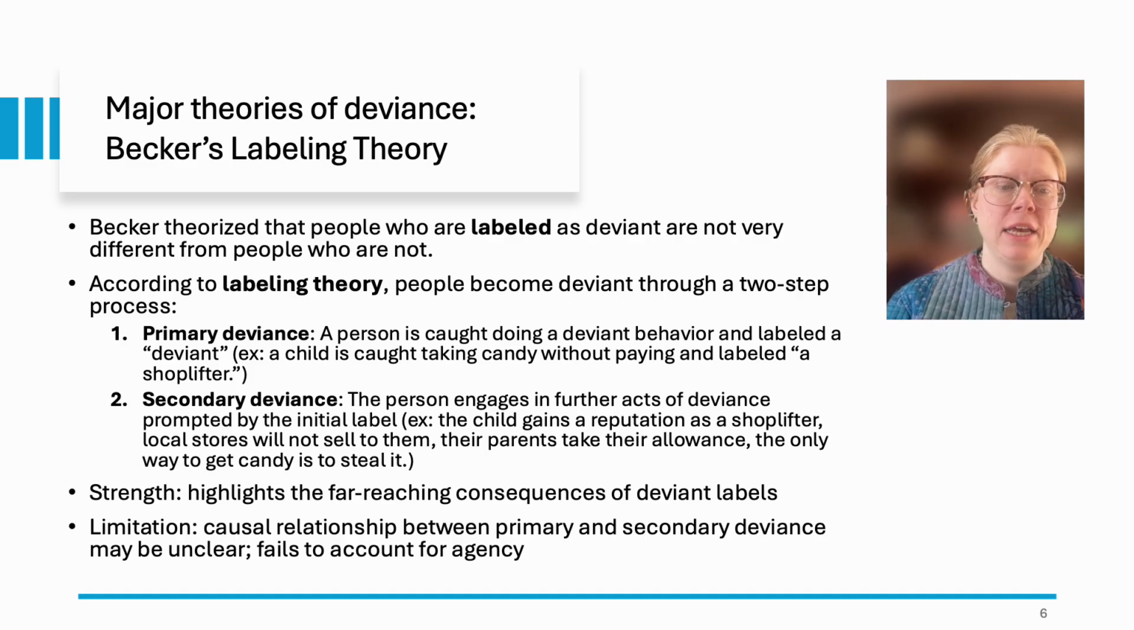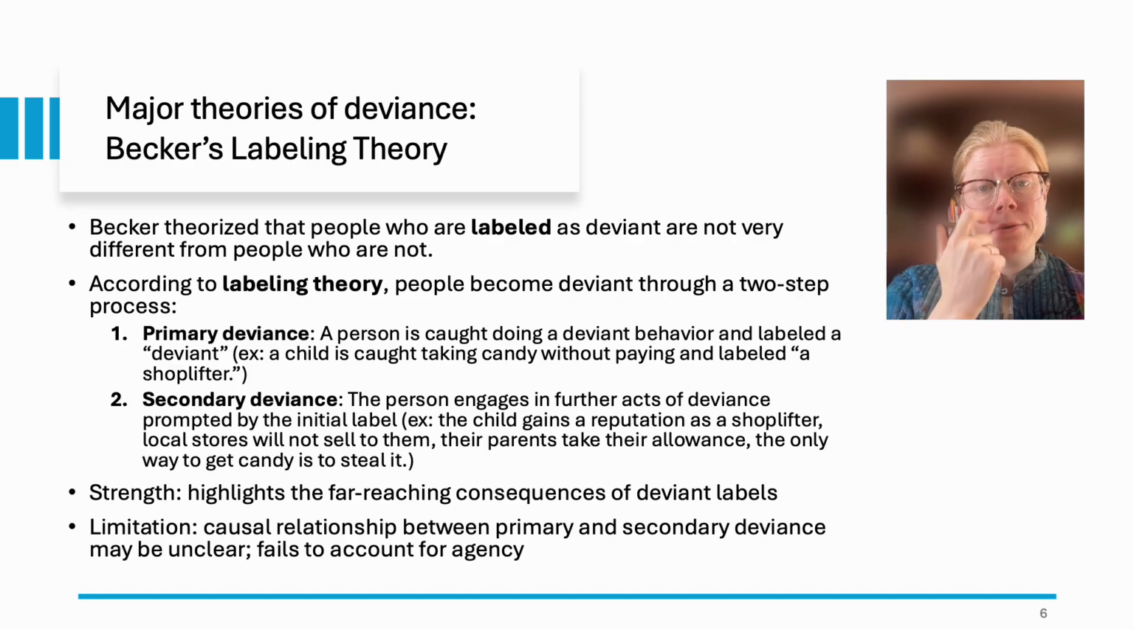A limitation is the causal relationship between primary and secondary deviance may be unclear, and that it fails to account for agency. In other words, is it really that the child continues to shoplift because they were labeled? Or is it just that a person who shoplifts once might do it again? That causal relationship isn't solid. It can be hypothesized, but it's very difficult to test. And it fails to account for agency.